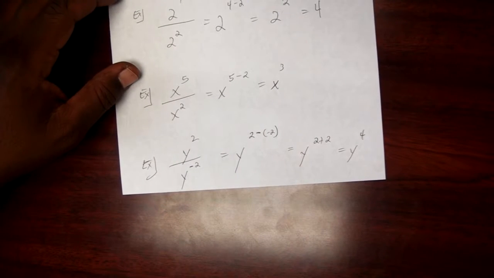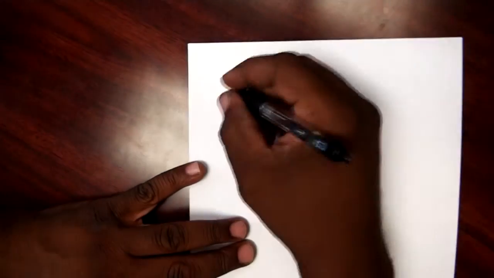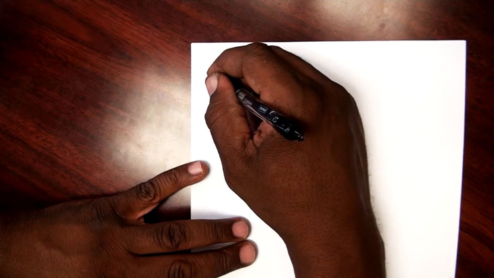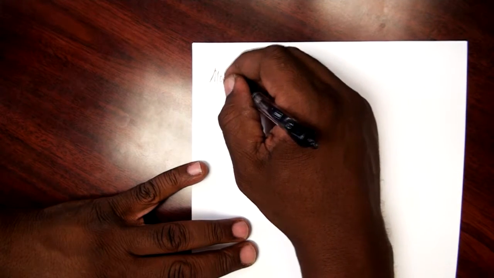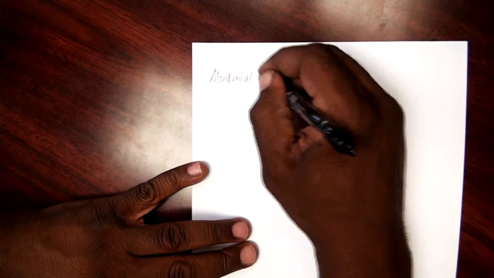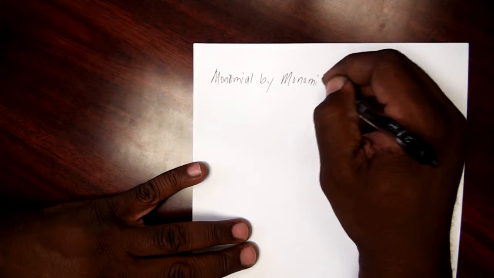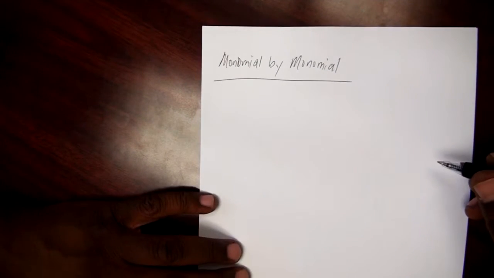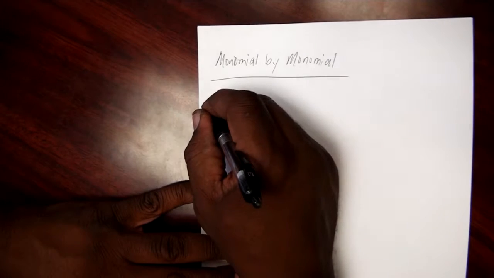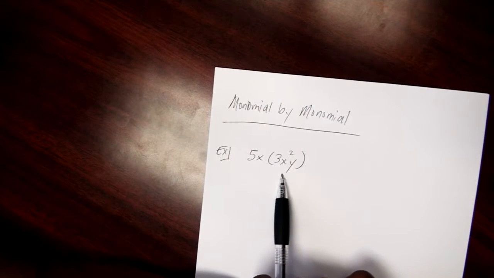In this session, we'll take a look at multiplying polynomials. So the first type of setup is a monomial by another monomial. And remember that a monomial is just a polynomial with one term. So here's an example: 5x times 3x squared y.